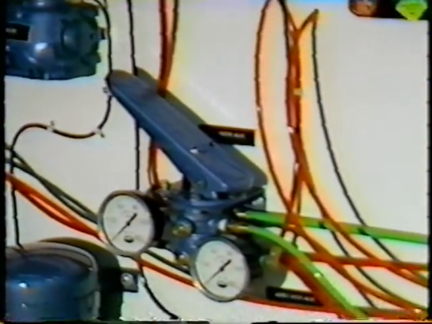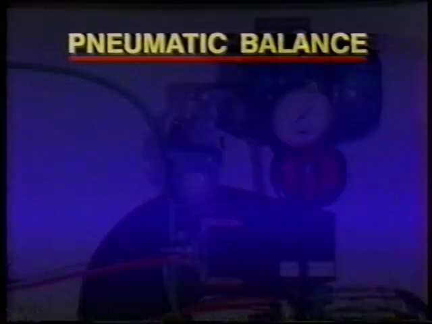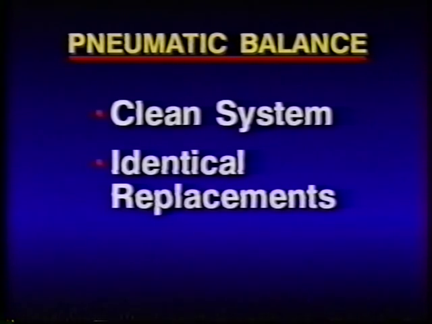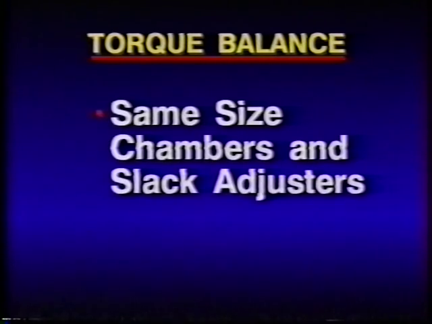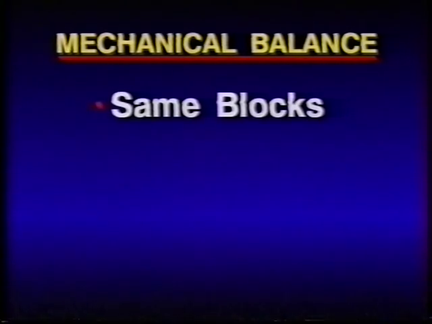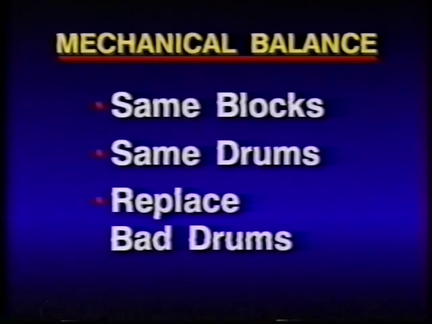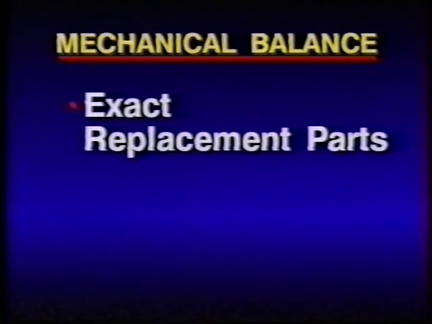As we've seen, maintaining good mechanical, pneumatic, and torque balance requires care and attention to detail in specifying and replacing parts. When it comes to pneumatic balance, that means keeping the system clean and replacing valves, fittings, and lines with identical part numbers. For torque balance, it means using identically sized replacements for chambers and slack adjusters. And in mechanical balance, it means using the same blocks and types of drums on every tandem axle, replacing distorted or worn drums that cannot be machined in spec, installing exact replacements for all worn or damaged parts, and keeping all linkage properly adjusted.